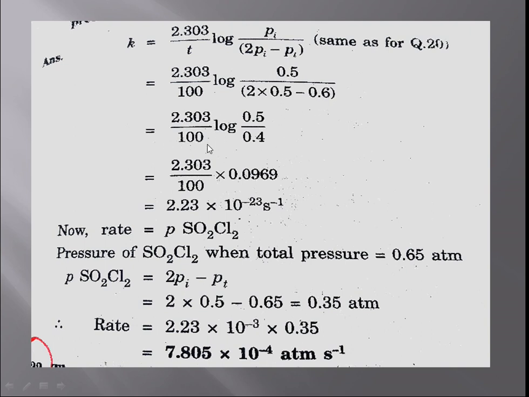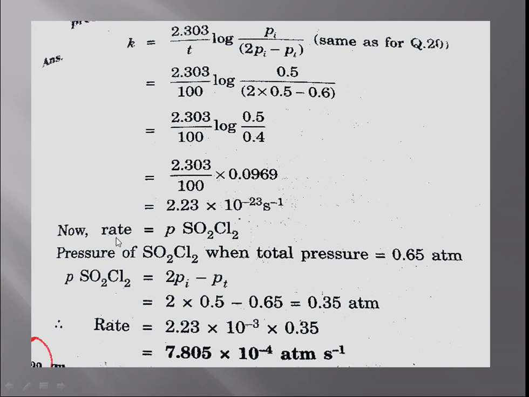So 2.303 upon 100 log 0.5 upon 0.4. When we put the value of log 5 and log 4, it comes 0.0969. The result of k1 is 2.23 into 10 raised to power minus 3 second inverse.